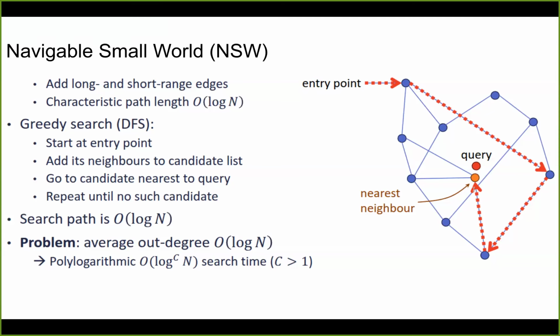Is there any question about the intuition that I just gave you? Is this clear? Is it clear why we are connecting nodes to their closest neighbors and also to some farther away neighbors? Okay.